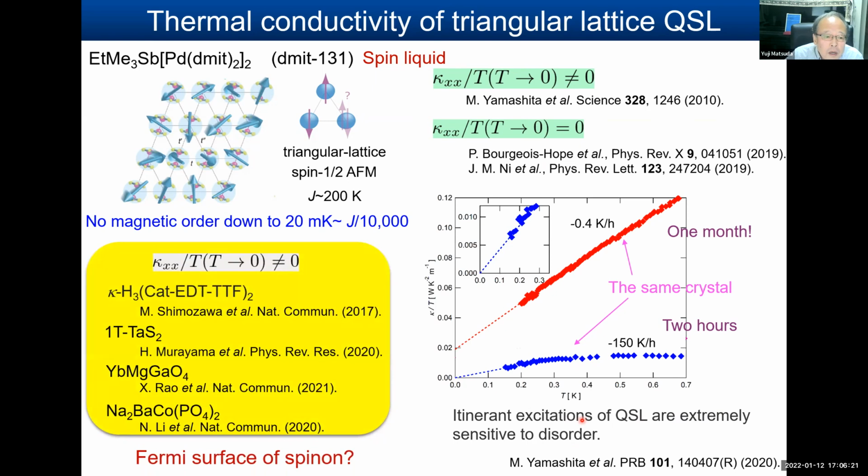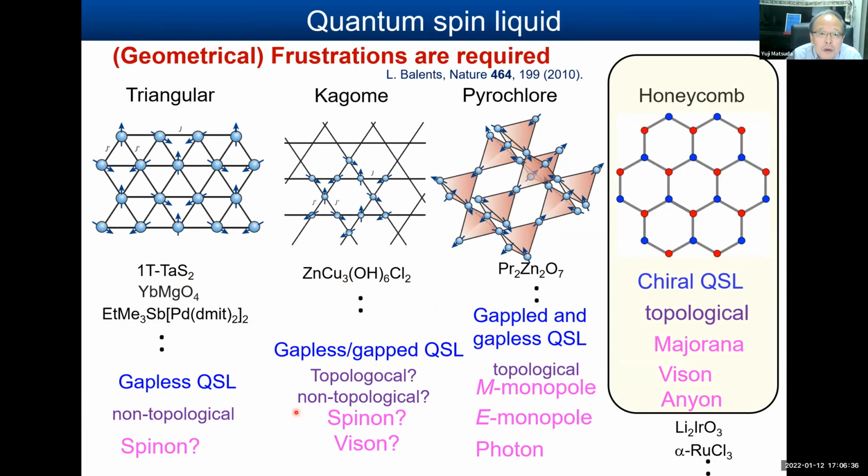Until now, the finite kappa over T has been reported in several triangular lattice compounds shown here. So these have been discussed in terms of spinon Fermi surface. It is widely believed that geometrical frustrations are required to obtain the quantum spin liquid in two or three dimensions. The most famous examples of geometrical frustration are triangular, kagome, and pyrochlore lattices. And many kinds of fractional excitation have been proposed.